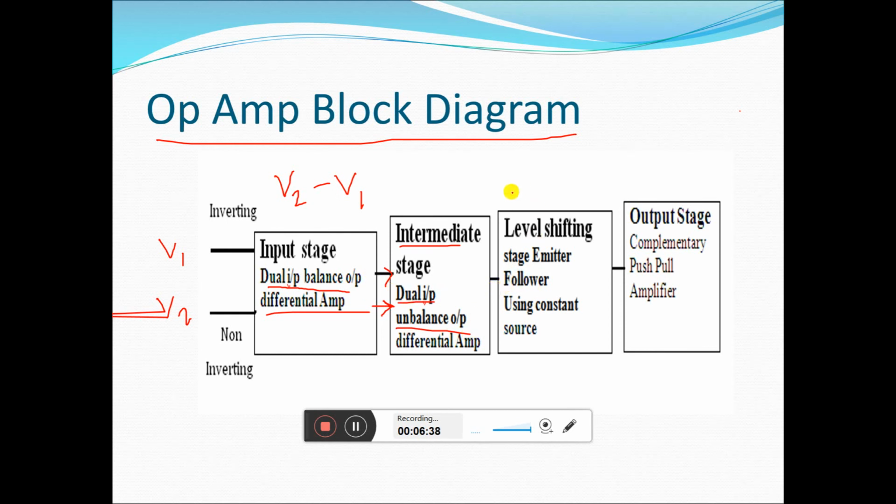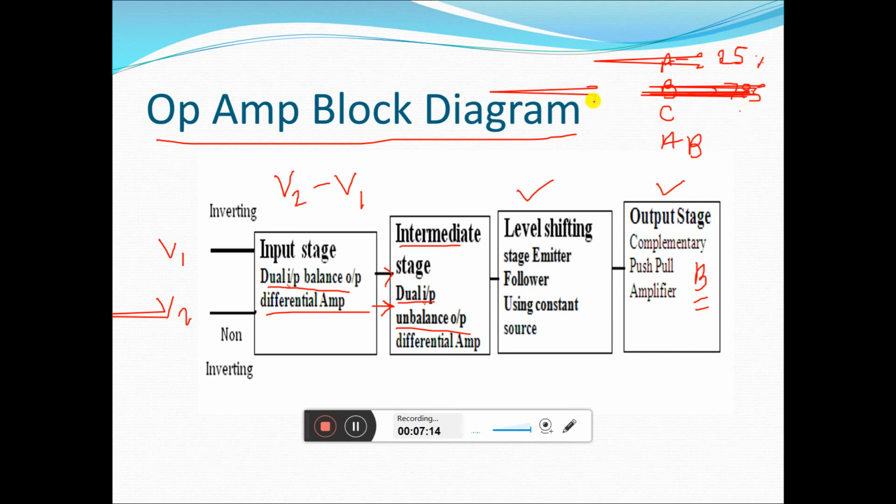The next stage is the level shifting stage. The level shifting stage consists of an emitter follower circuit with a constant current source, and the output stage is a complementary class B push-pull amplifier. There are types of amplifier: class A, class B, class C and class AB. Class A has only 25% efficiency. For a class B amplifier, the efficiency is 78.5%. So that's why we prefer the class B amplifier.